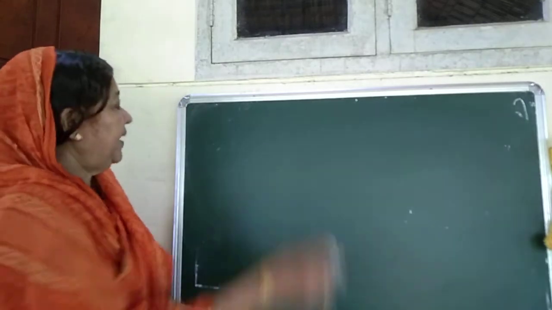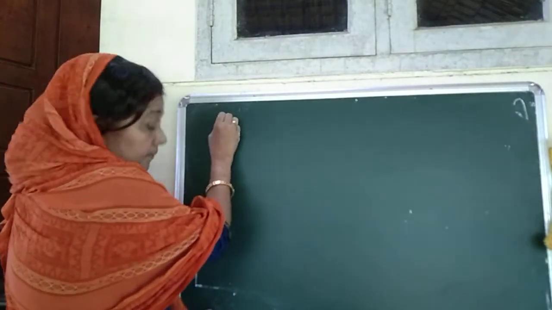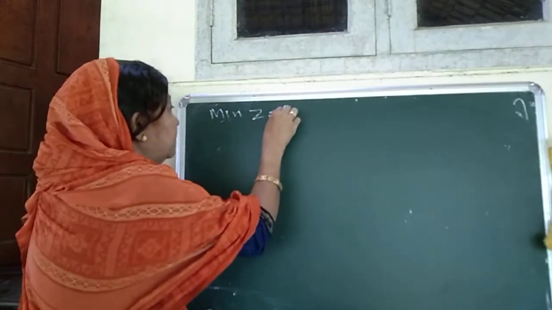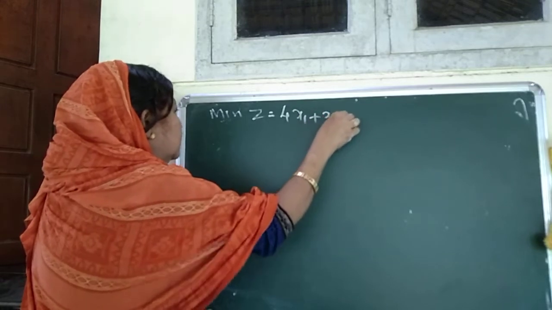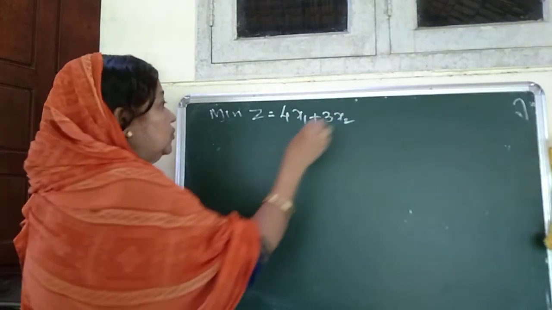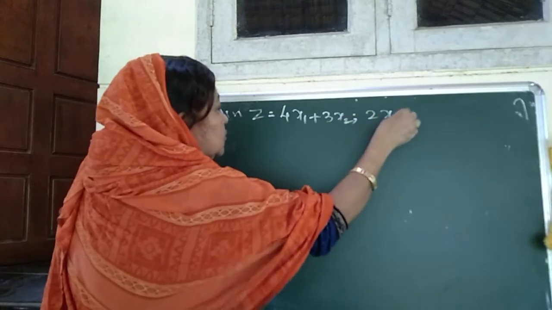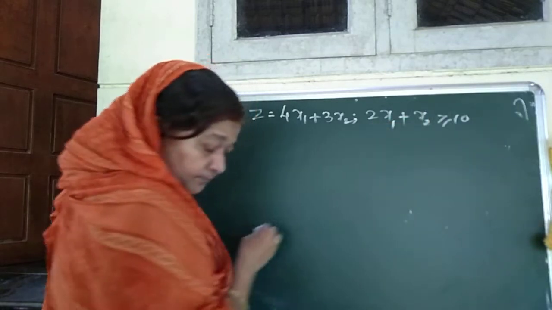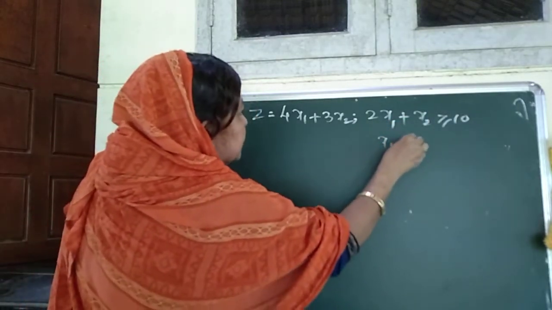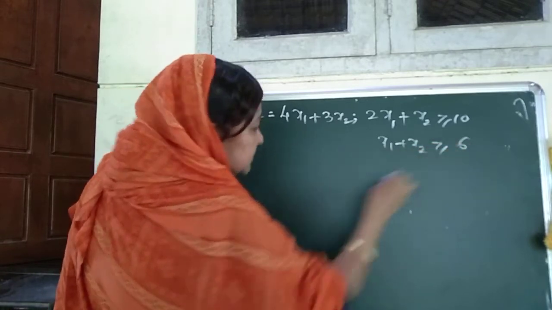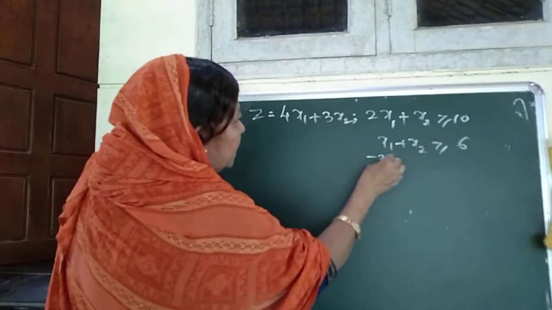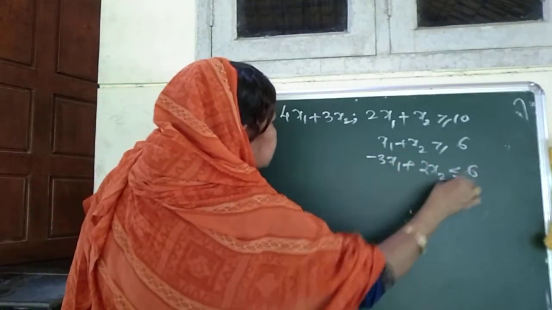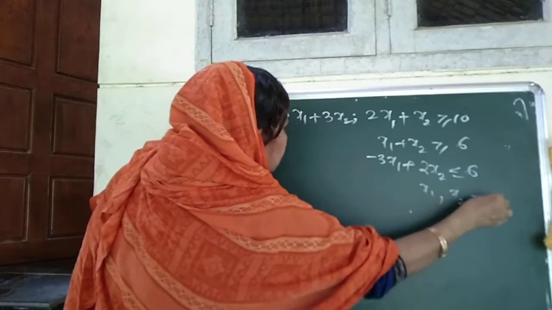Use the big M method, minimize z equal to 4x1 plus 3x2 subject to 2x1 plus x2 greater than or equal to 10, x1 plus x2 greater than or equal to 6, minus 3x1 plus 2x2 less than or equal to 6, x1, x2 greater than or equal to 0.